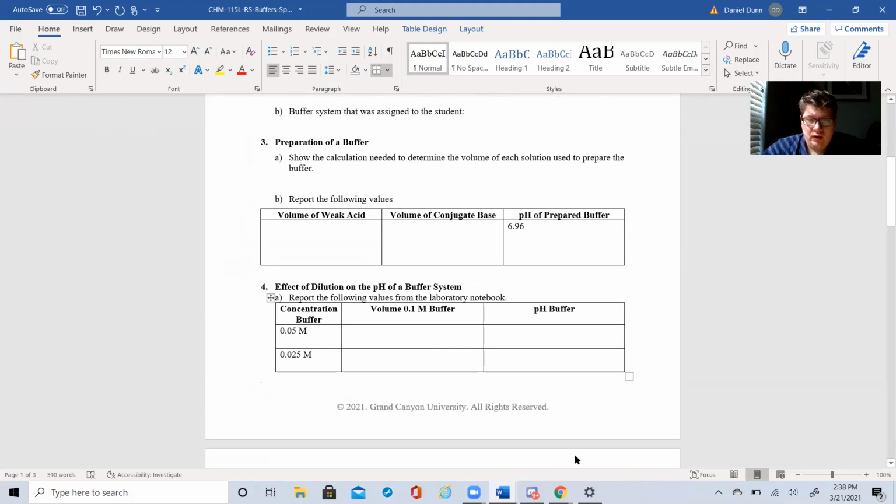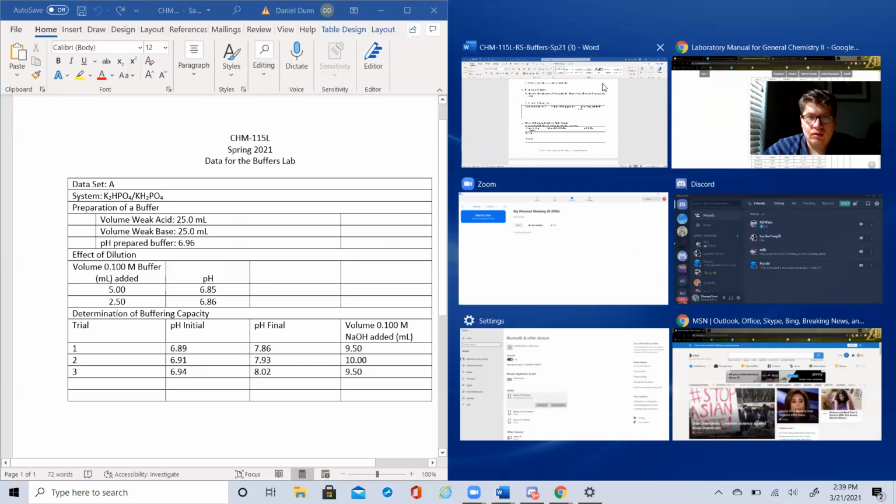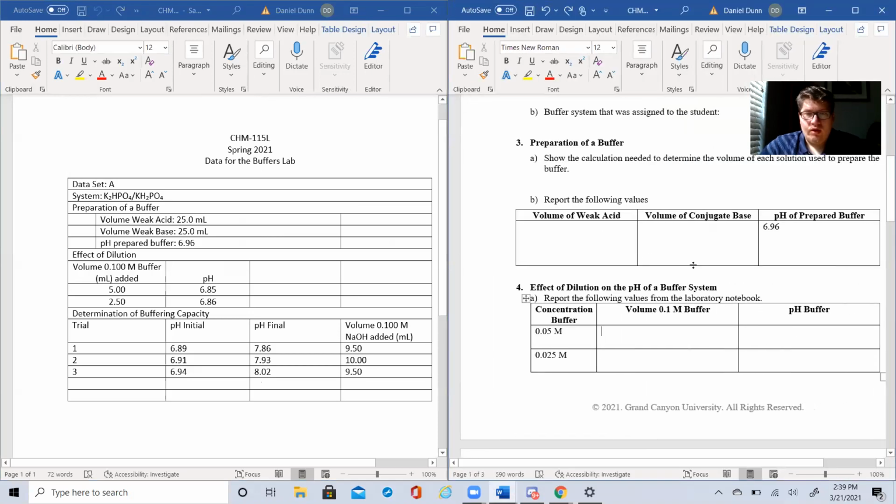Now for this part, it is simply, let me see if I can split my screen. Cool. You're simply just going to put the volume. So for that concentration and this concentration, 6.85, 6.86, and volume buffer.